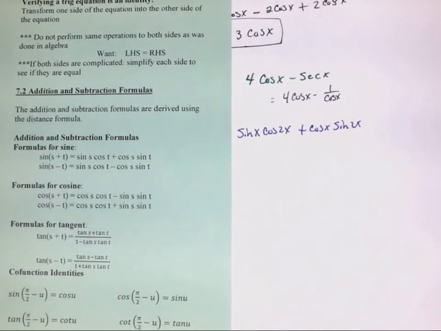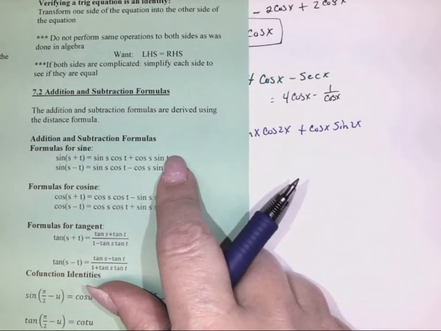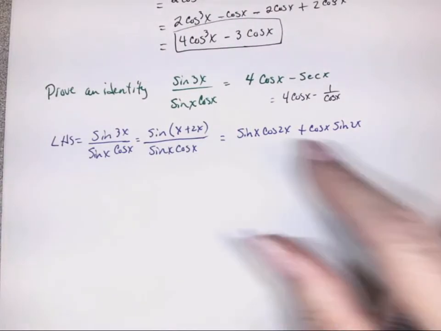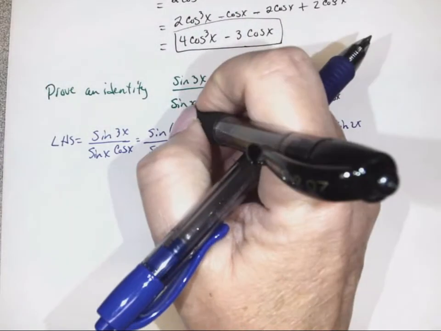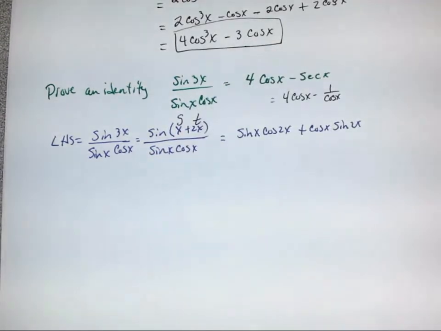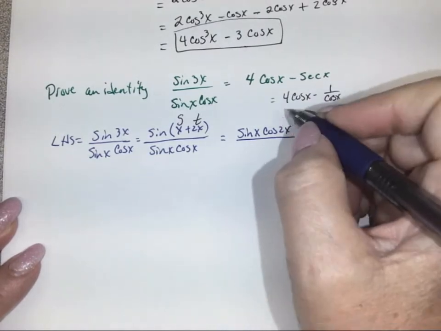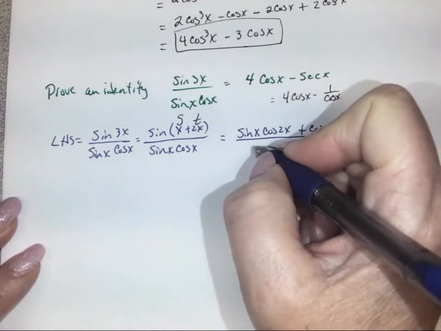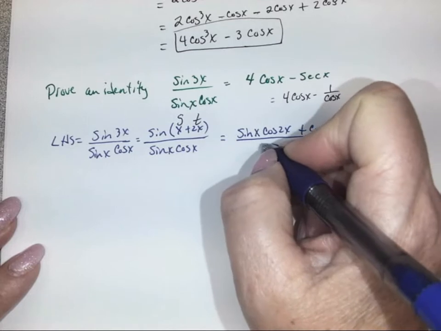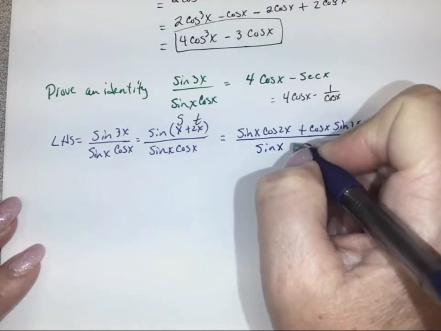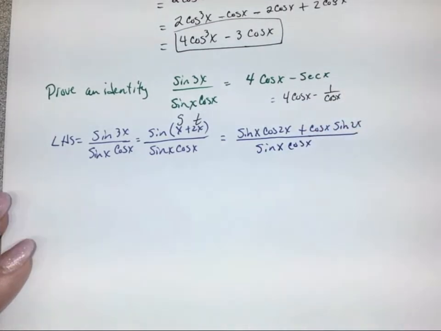So you're wondering, where is she getting all this? It's coming right off our formula of s plus t. And this is our s, and this is our t. You've got to understand how those are going to work. And this will all be over our sine of x cosine of x.